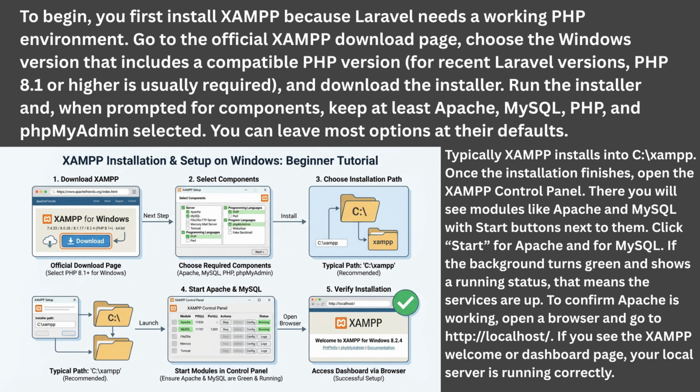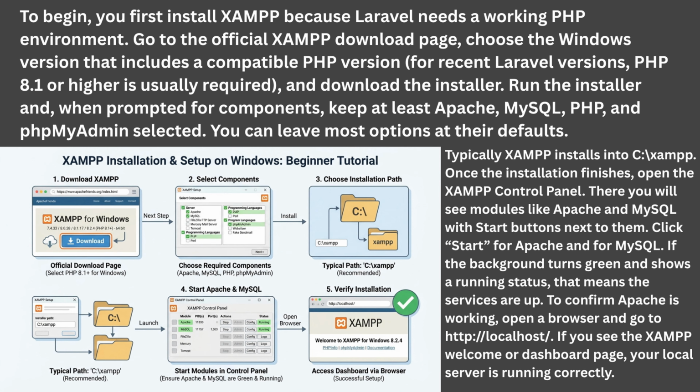During the installation process, you will be asked to choose which components to include. At the very least, make sure Apache, MySQL, PHP, and phpMyAdmin are selected. These are the core components Laravel depends on. Everything else can remain at the default settings unless you have a specific reason to customize them. XAMPP usually installs into the directory C:\xampp, which is the recommended and most common location.